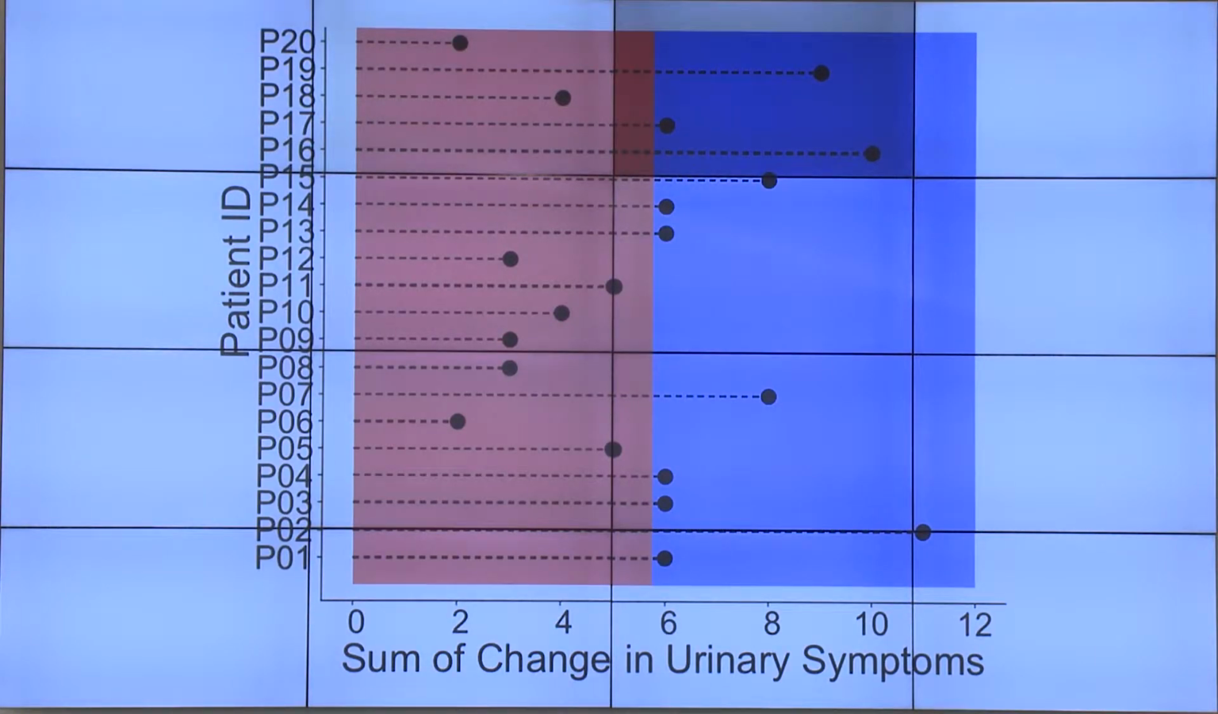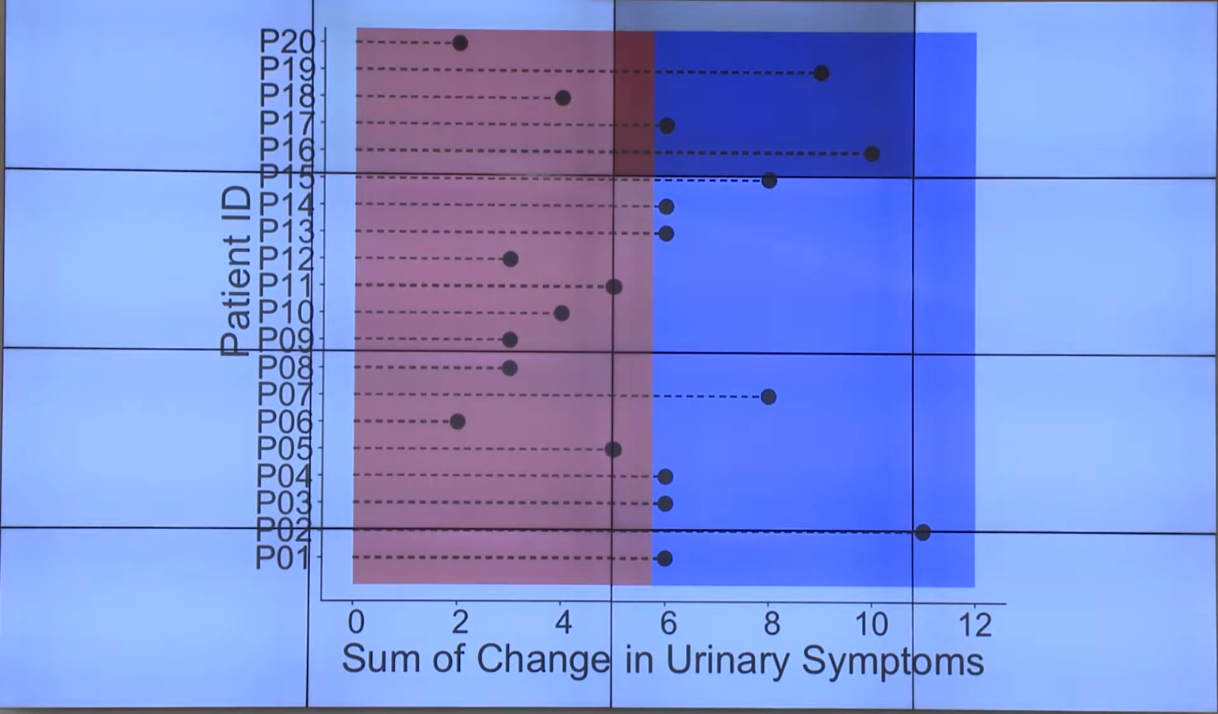So in order to visualize this, we have a plot here. On the x-axis, we have the sum of changes for urinary symptoms in this case. And on the y-axis, we have the first 20 patients that we worked with sorted by patient ID. And we can see that the cutoff value is at around 6, so that those patients that have data points that are in the blue area are those that did show a significant change in symptoms, and those in the red area did not.